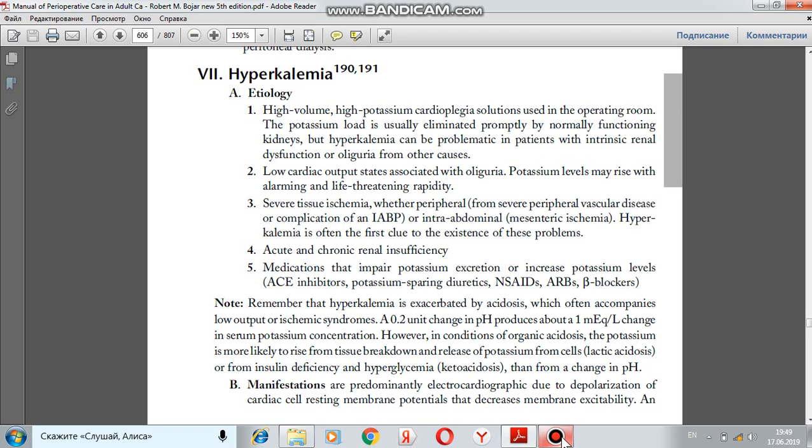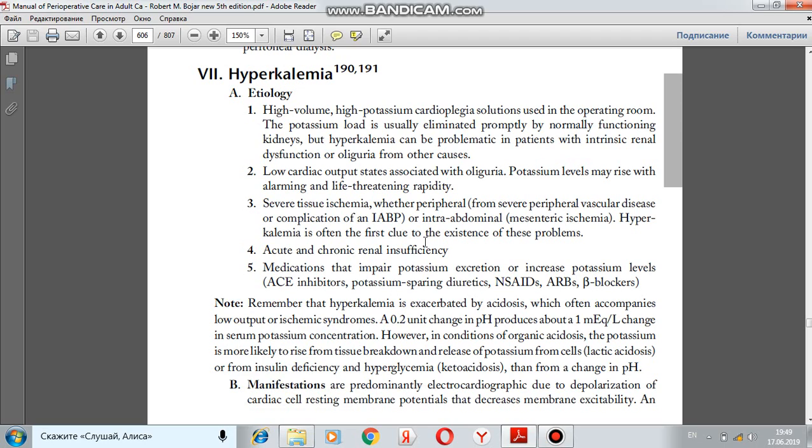Hyperkalemia. Etiology: high volume, high potassium cardioplegia solutions used in the operating room. The potassium load is usually eliminated promptly by normally functioning kidneys, but hyperkalemia can be problematic in patients with intrinsic renal dysfunction or oliguria from other causes. Low cardiac output states associated with oliguria. Potassium levels may rise with alarming and life-threatening rapidity.